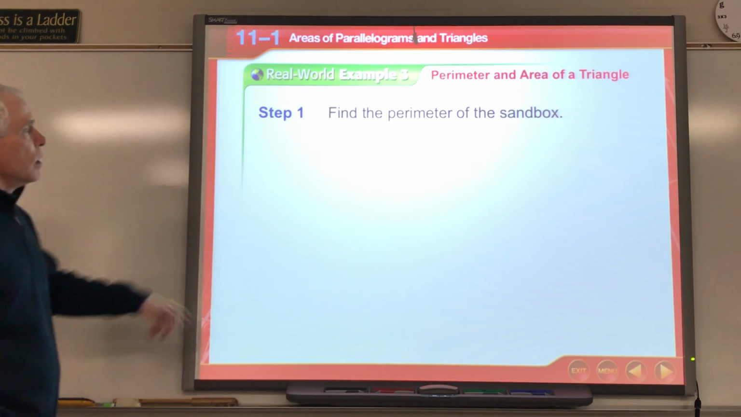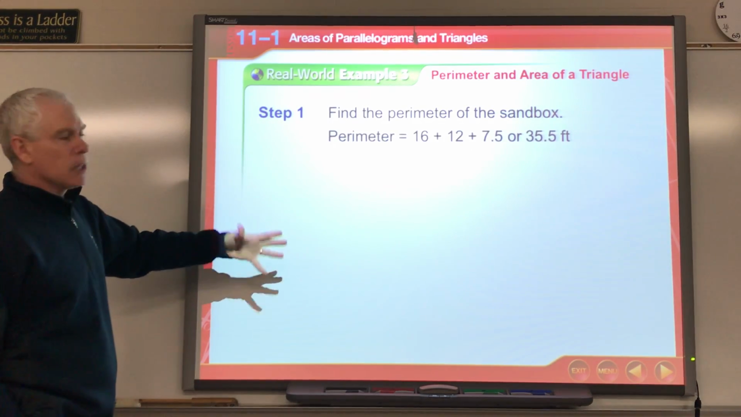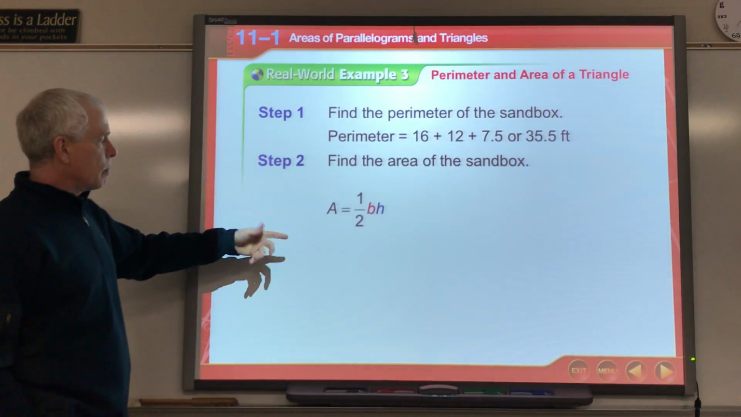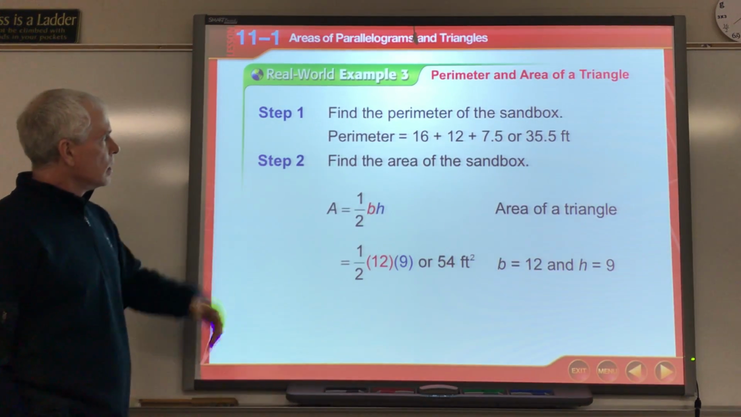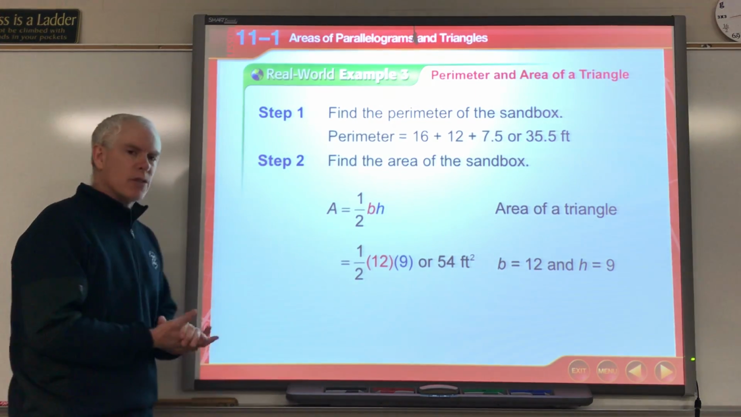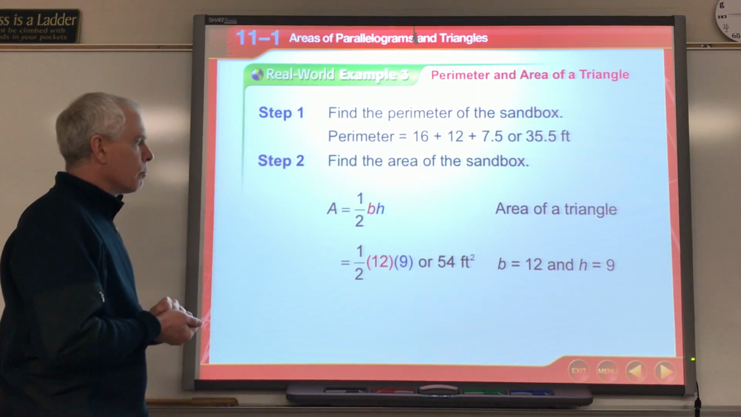So perimeter, we're adding up the 3 sides. We said we got 35.5. And the area, half of base times height. Okay? Those are pretty straightforward. I didn't have anything, Pythagorean theorem or any other trig to use to try to figure out missing sides.